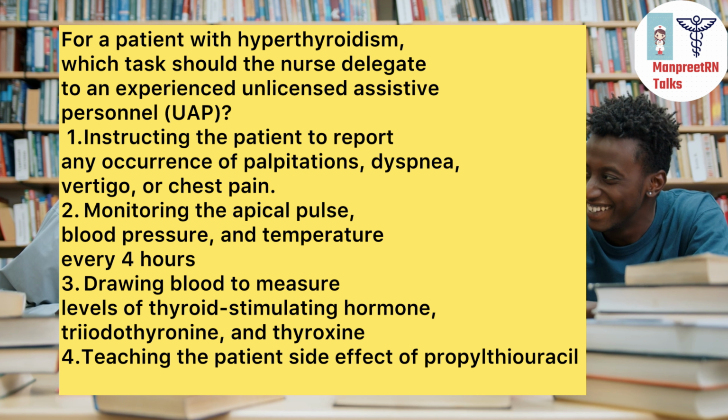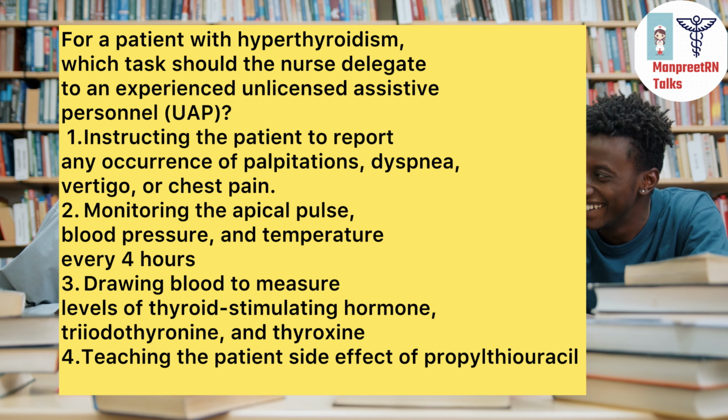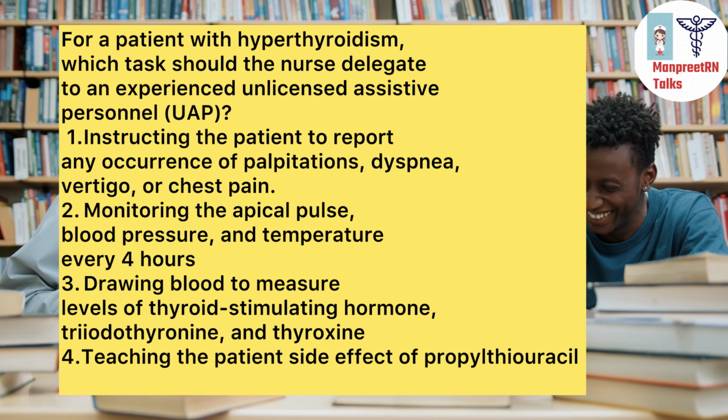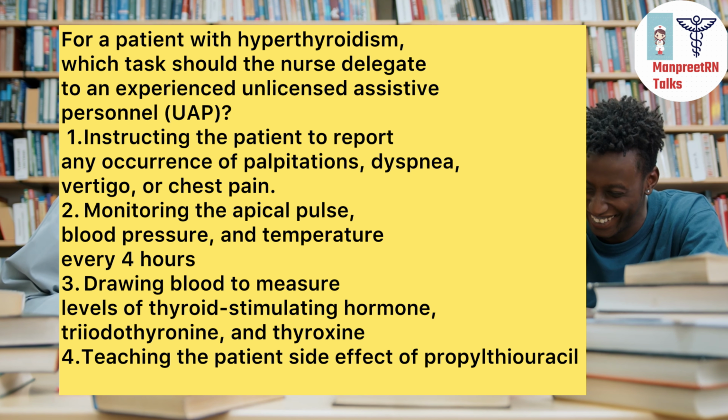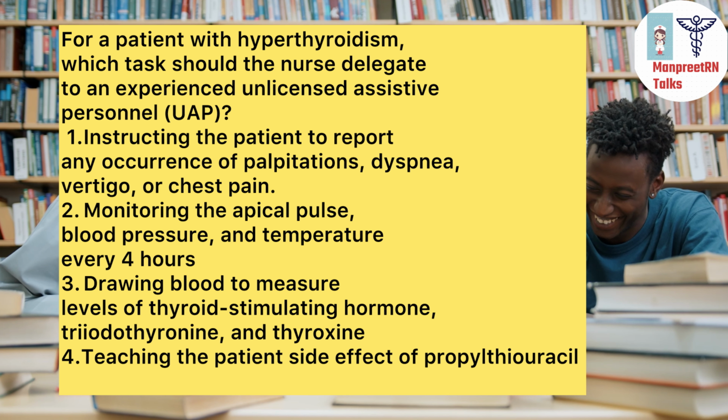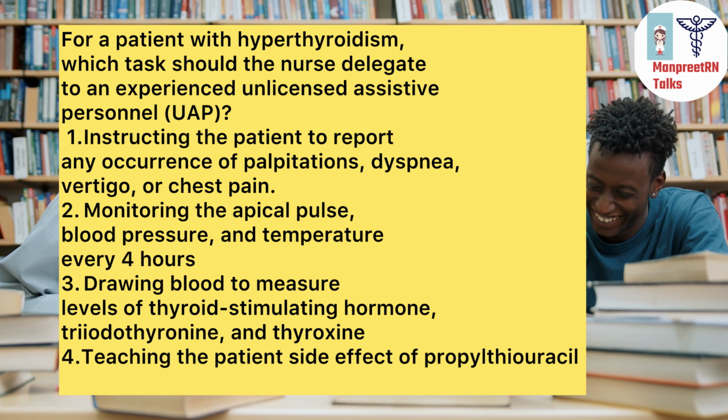First, instructing the patient to report any occurrence of palpitation, dyspnea, vertigo, or chest pain. Second, monitoring the apical pulse, blood pressure, and temperature every 4 hours. Option three, drawing blood to measure levels of thyroid stimulating hormone TSH, triiodothyronine T3, and thyroxine T4. Option 4, teaching the patient about the side effects of the drug propylthiouracil. So what would be the correct answer for this?